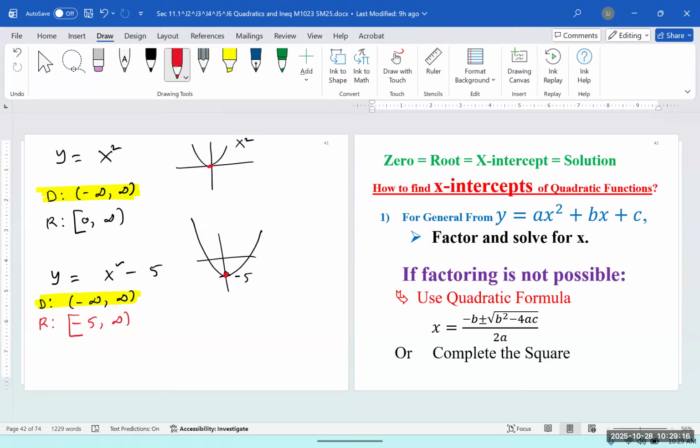Now, when you set y equals 0, there are a few ways you can solve for x. One is if it's factorable, always go for factoring first. Factor and then set each factor equal to 0, solve for x. But if it's not factorable, then you have 2 choices. Either use the quadratic formula or you can use the complete the square method. And then you solve for x. So solving for x has 3 methods: 1, 2, and 3.